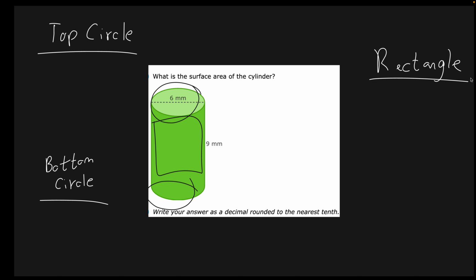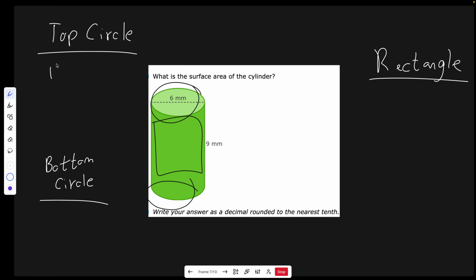So let's talk about the top circle first. We know it's pi r squared for the area of a circle. We should know that already. So this is going to be pi times 3 squared. And we're going to use 3.14 for all of our pi calculations in this lesson. So that's going to give me 28.26. The bottom circle is the same, so this is also 28.26.